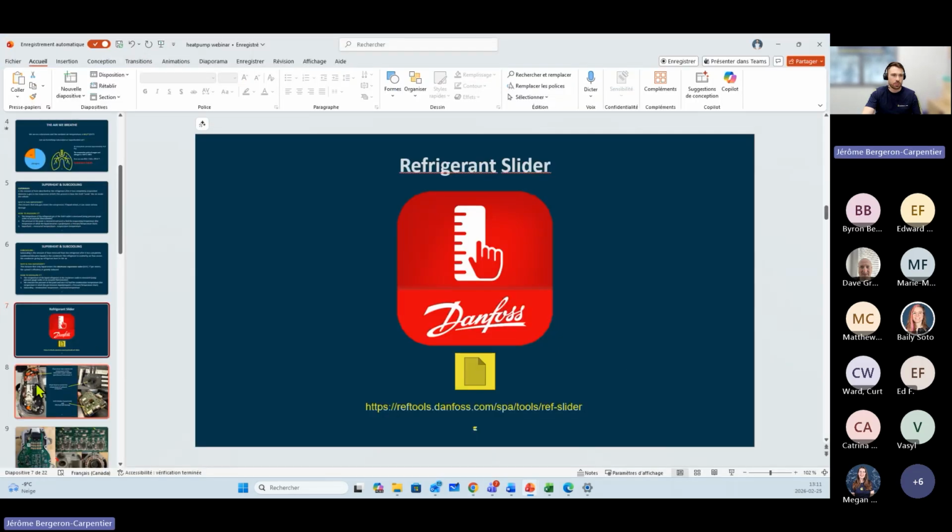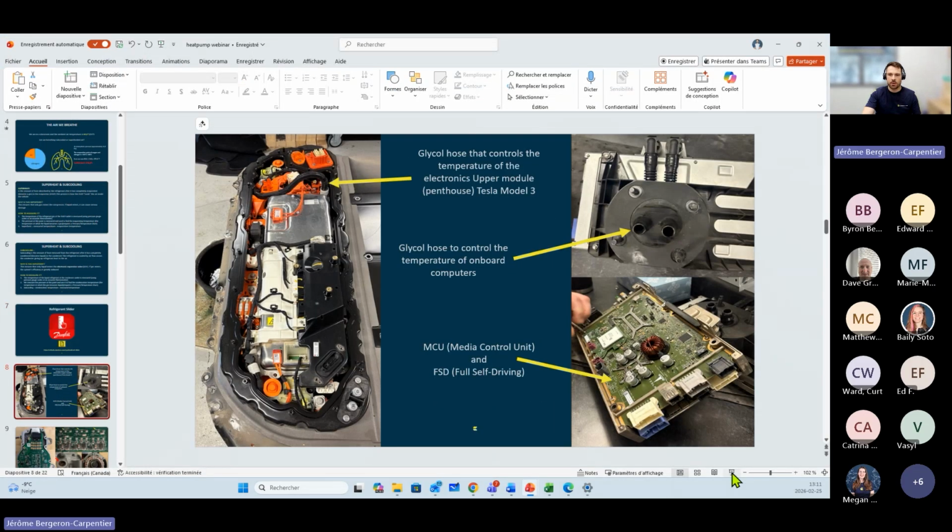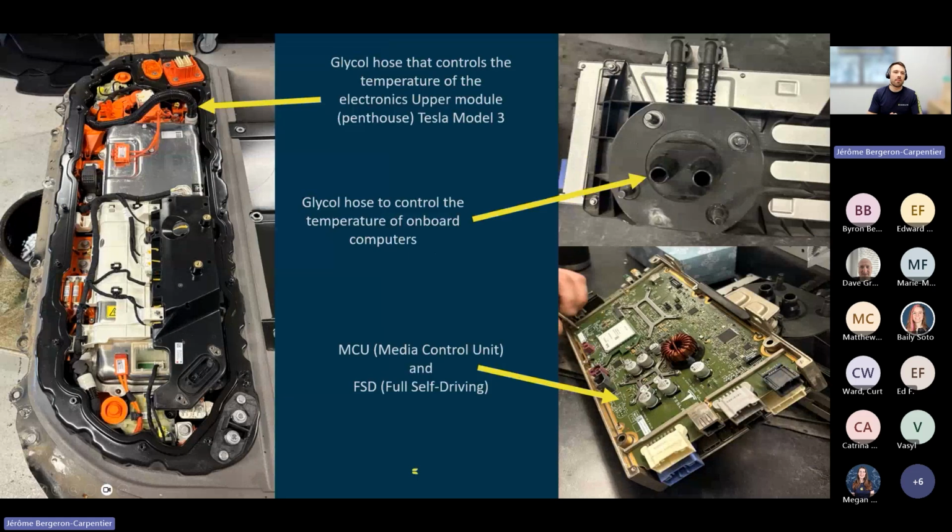So if I'm going back to my presentation here, as we can see, that's a penthouse, so all the controllers for the Tesla Model 3 high voltage battery. And as we can see on the top, we do have some cooling line. So we do have some coolant going through the high voltage battery and also some coolant going through those computers that are, for example, the onboard charger, or in that case, that's the ADAS computer.